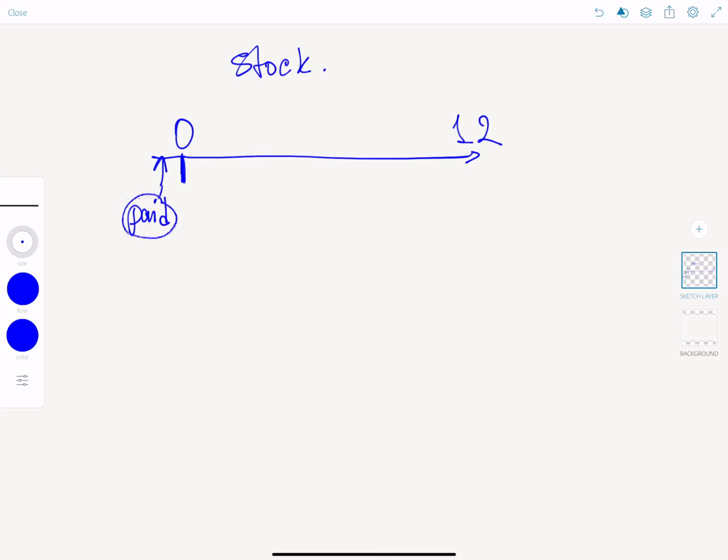Dividend just paid. The company just paid the dividend. After the dividend payment, you buy the stock, okay? You buy the stock in a 0.0. The company just paid the dividend. So what does dividend mean?